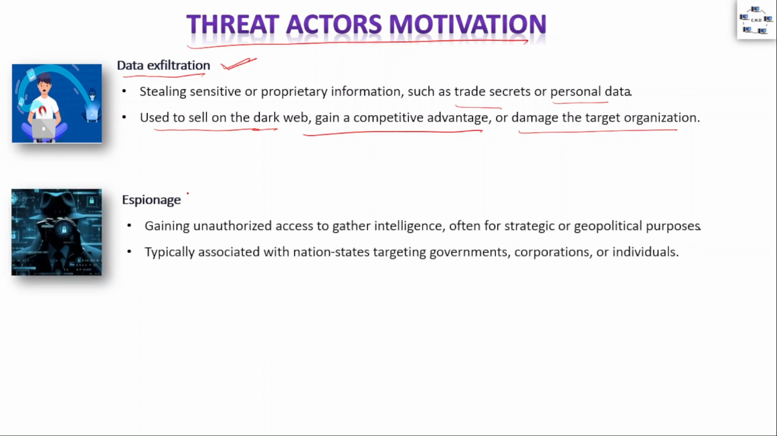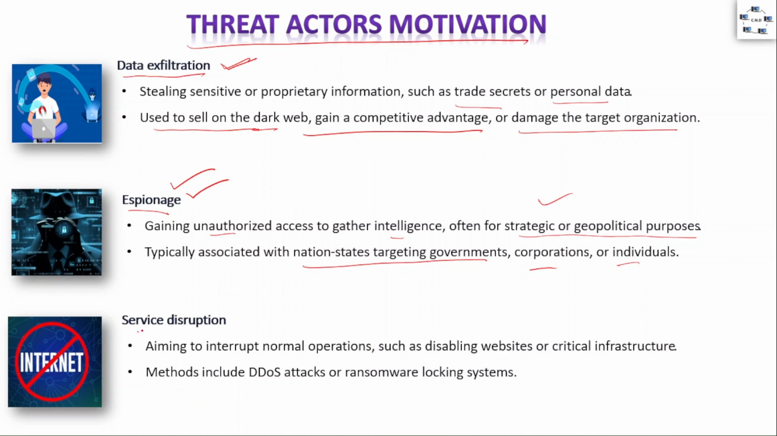The second motivation is espionage. So gaining unauthorized access to gather intelligence, often for strategic or geopolitical purposes, typically associated with nation states targeting governments, corporations, or individuals. So espionage is usually done by nation states. So in information security, the motivation of the threat actors for espionage is for strategic or political purposes.